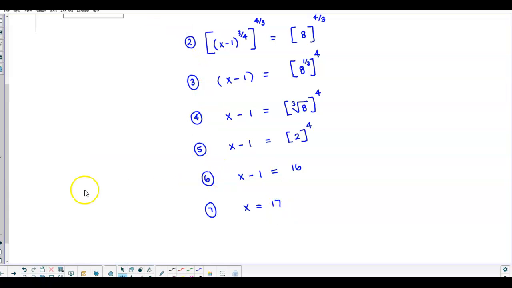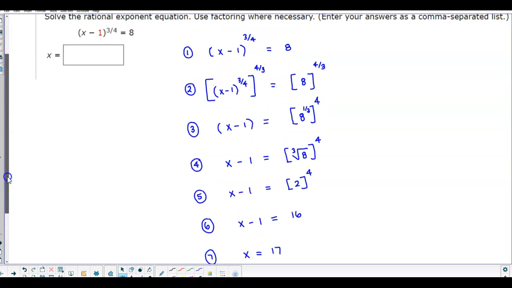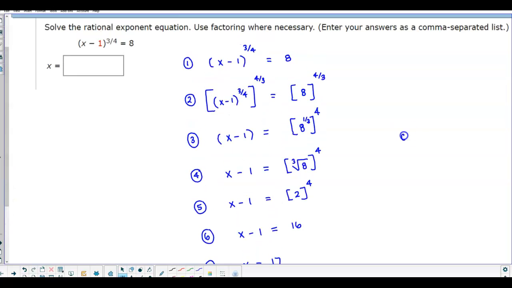Now, also, we want to make sure that we're correct. So if we wanted to check that our solution was correct, since we got 17 for x, we're going to put in 17 - 1 and raise that to the 3/4 power, and we're going to set that equal to 8. So 17 - 1 is 16 raised to the 3/4 power, which is equal to 8.